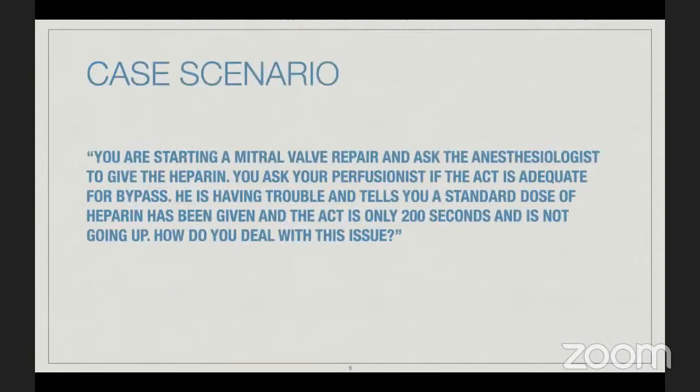So our first case scenario. You are starting a mitral valve repair and ask the anesthesiologist to give heparin. You ask the perfusionist if the ACT is adequate for cannulation and bypass. He's having trouble and tells you that the standard dose of heparin has been administered, but the ACT is only 200 seconds and is not going up. How would you deal with this issue? What comes to your mind?